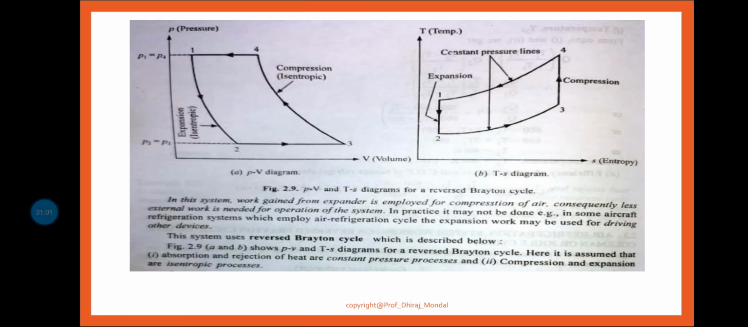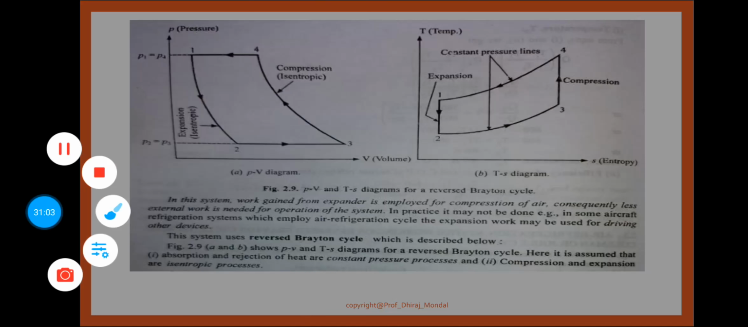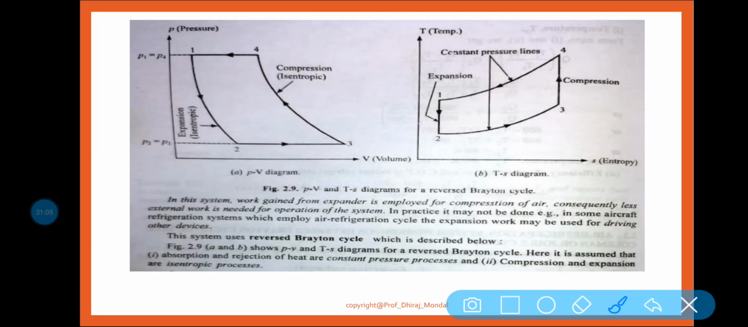Now if I draw the PV diagram, so you know that it is your reverse Brayton cycle or Joule cycle. So two constant pressure processes, two constant entropy processes. So basically 1, 2, 3, 4, if you see this, 1 to 4 and 2 to 3 are your isobaric heat addition and heat rejection respectively.